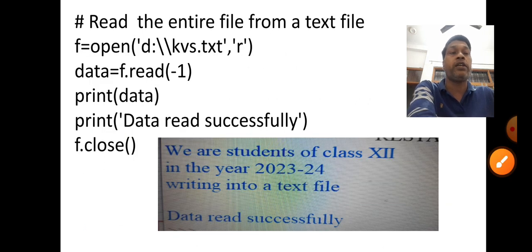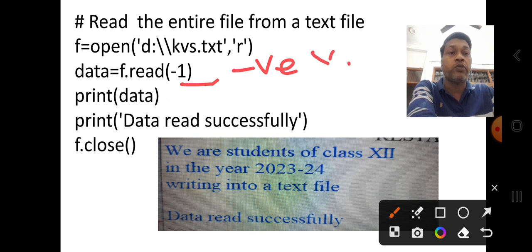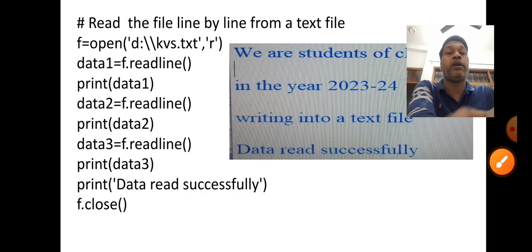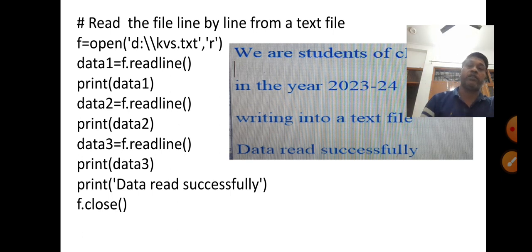Now check it as an example. Here is a negative argument; when a negative value is passed, then the entire file is read as a result. If you do not pass any argument, then also the entire file is read as a result.